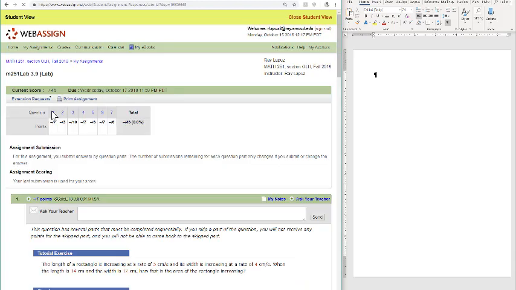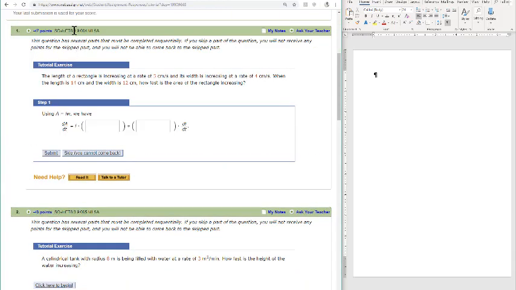This is a problem from your lab assignments, section 3.9. It says here that the length of a rectangle is increasing at a rate of 5 centimeters per second, and its width is increasing at 4 centimeters per second. When the length is 14 centimeters and the width is 12, how fast is the area of the rectangle increasing?